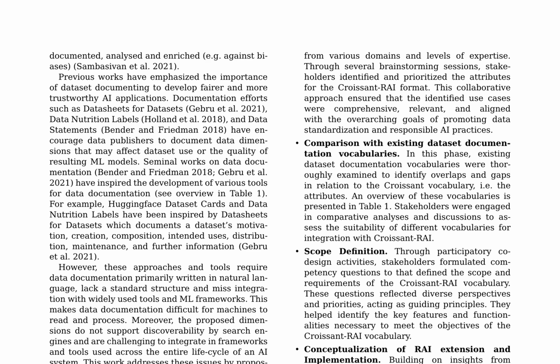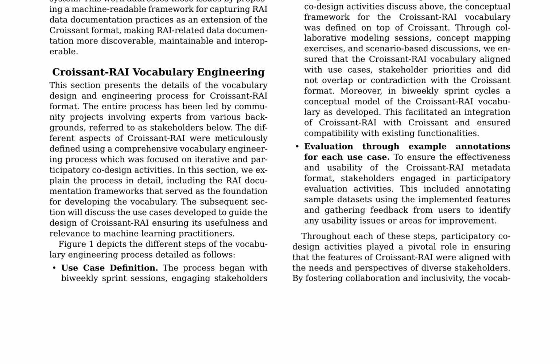The Croissant-RAI format extends schema.org with additional layers describing datasets' attributes, resources, structure, and semantics, facilitating their use and sharing within the ML community. It addresses the need for machine-readable metadata formats in the ML community, enhancing discoverability, portability, and reproducibility of ML datasets. The format is crucial in developing fairer and more trustworthy AI applications by proposing a machine-readable framework for capturing RAI data documentation practices.